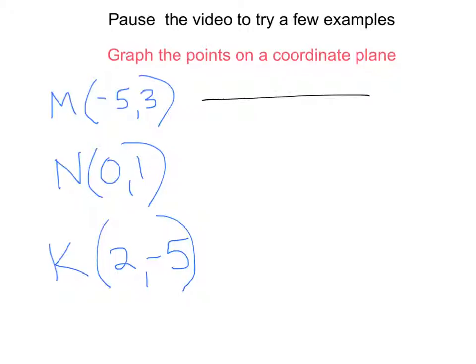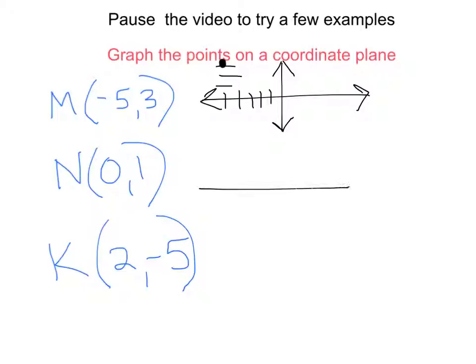For the first one, if we were just sketching a picture, make sure that your x and y axes always have arrows at the end, because you need to show that those go on and on forever. If we're graphing -5 for the x, we go in the left-hand direction, 1, 2, 3, 4, and 5, and then we go up 3, 1, 2, and 3. So my point would be about right here.